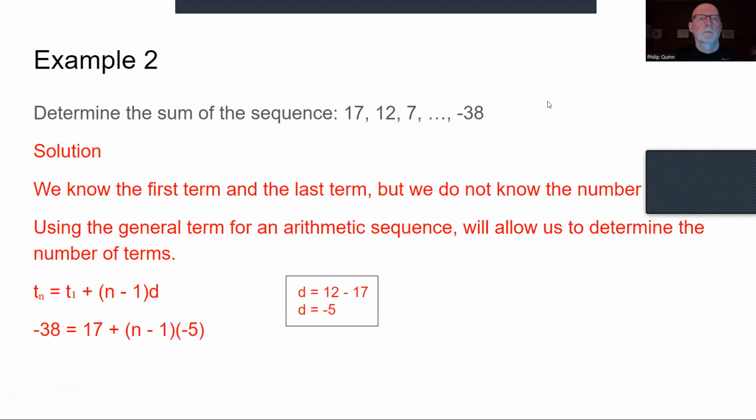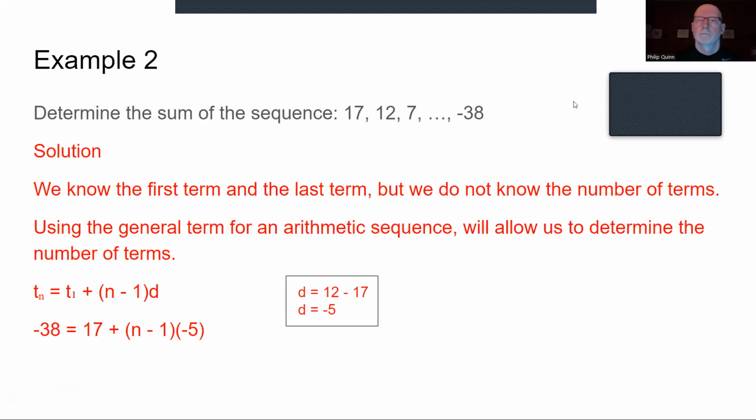Next example: determine the sum of the sequence 17, 12, 7, dot, dot, dot. The last term is negative 38. We know the first term, 17, and the last term, but we do not know the number of terms. So what we would do here is use the general term for an arithmetic sequence, which was shown in a previous lesson. That will allow us to determine the number of terms.